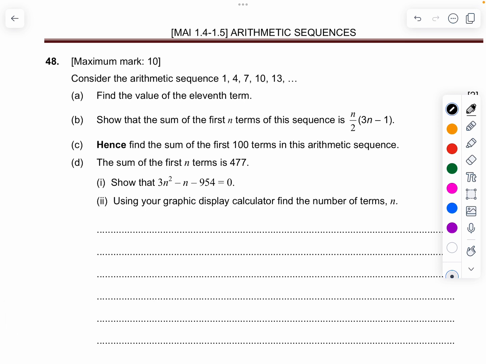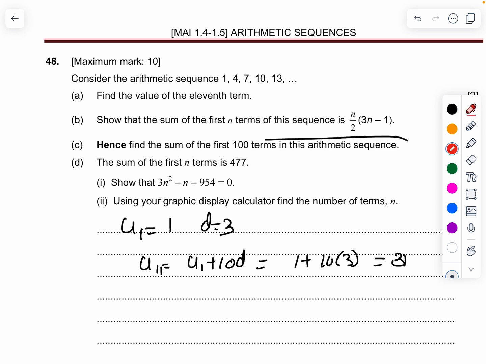Next, consider the arithmetic sequence. Find the 11th term. So u1 equals 1 and the common difference is 3. The 11th term is u1 plus 10d. So u1 is 1 plus 10 times d, which is going to be nothing but what? 31. The sum of n terms is given by this formula.